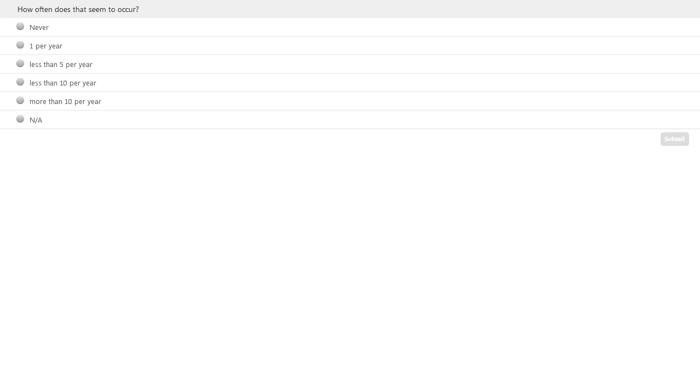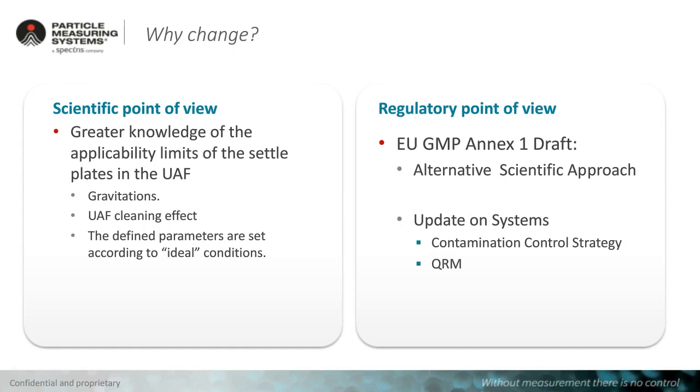So why do we really need to change now? And what is the reason why people are now considering a change? The first is the understanding of the science behind the settling. It has become more and more evident. So we know better what happens in the unidirectional airflow, and that settle plates are not a measure of air quality but of surface quality. So gravitation plays a role, and the cleaning effect of the unidirectional flow is important. And of course, the defined parameters are set according to ideal conditions, so we don't really know what happens under the conditions of use.